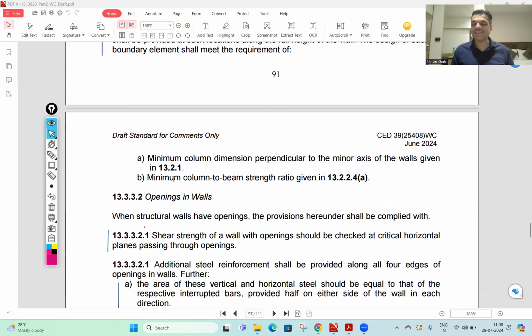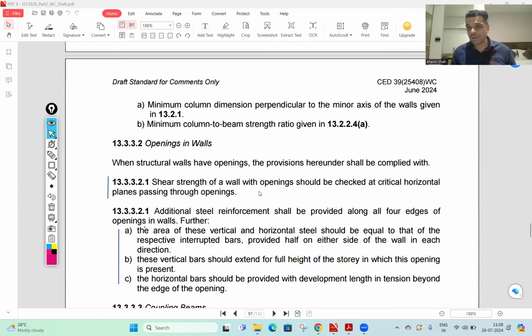So here again, the concept of strong column, weak beam will be applied, which is, let's say, the column strength shall be at least 1.4 times larger than the beam strength. So basically, it will become a kind of beam-column arrangement at that location, wherever beams are framing in the minor direction in a structural wall.